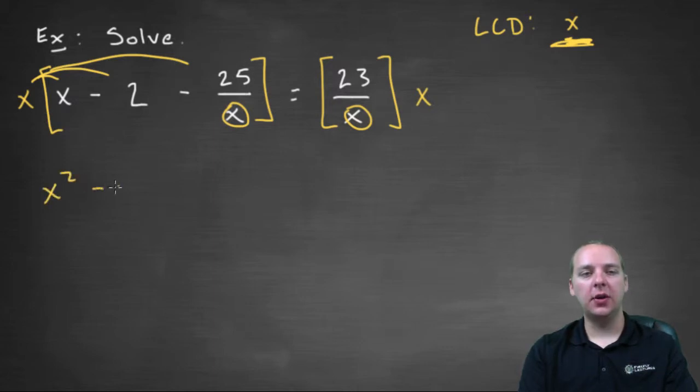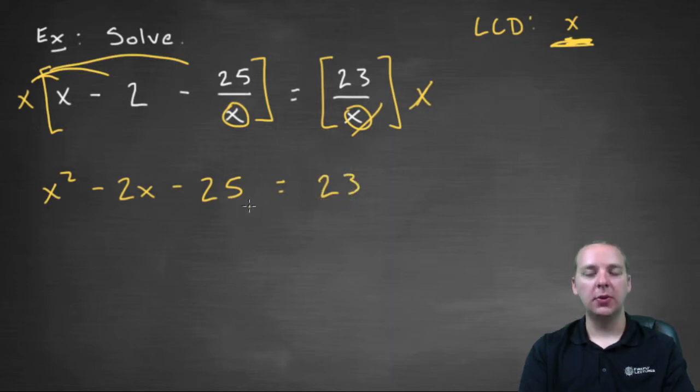We'd get x squared minus 2x minus 25. The last term, notice the x's cancel, which is why it's just 25 only, equals, and on the right-hand side, you'd have 23 over x times x. The x's would cancel there as well. We get 23. All right, so it's looking pretty good.